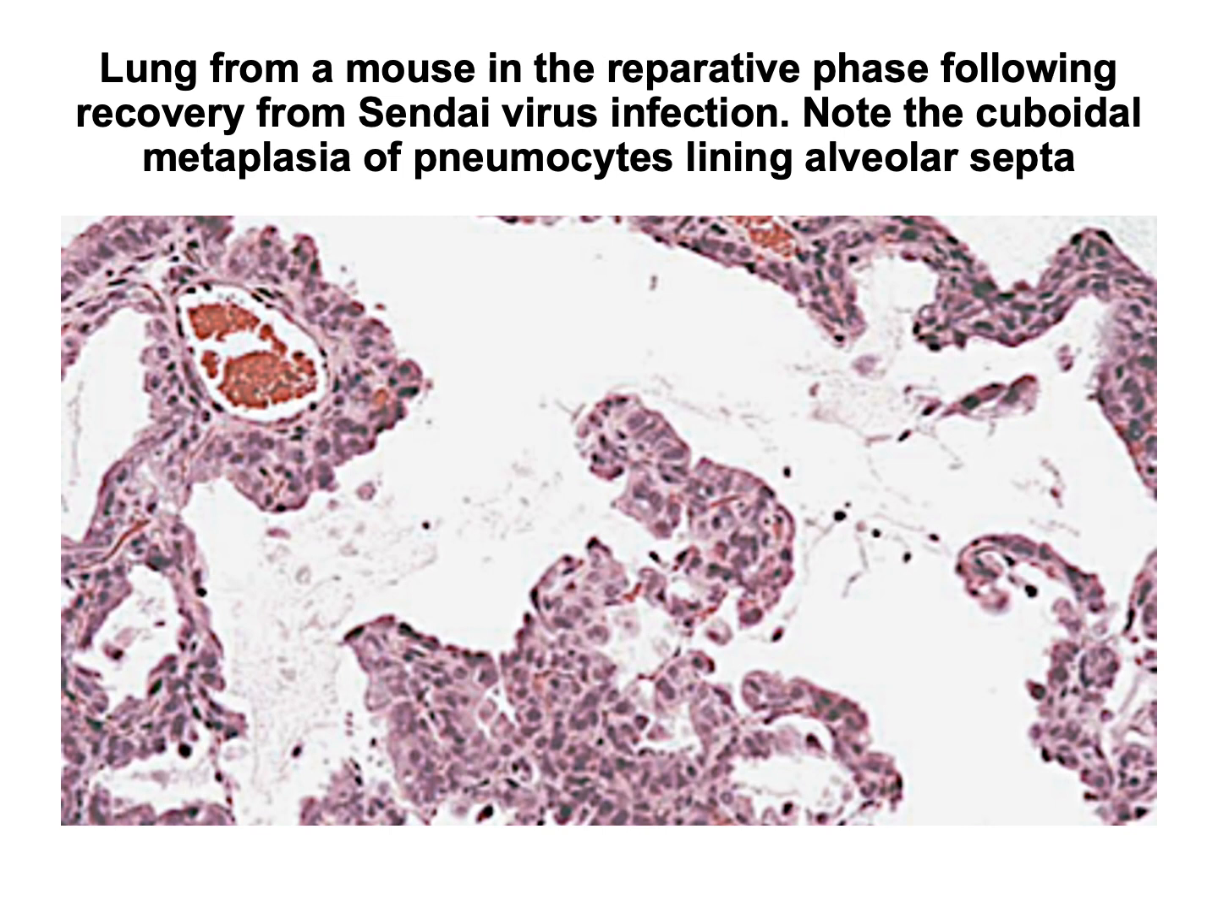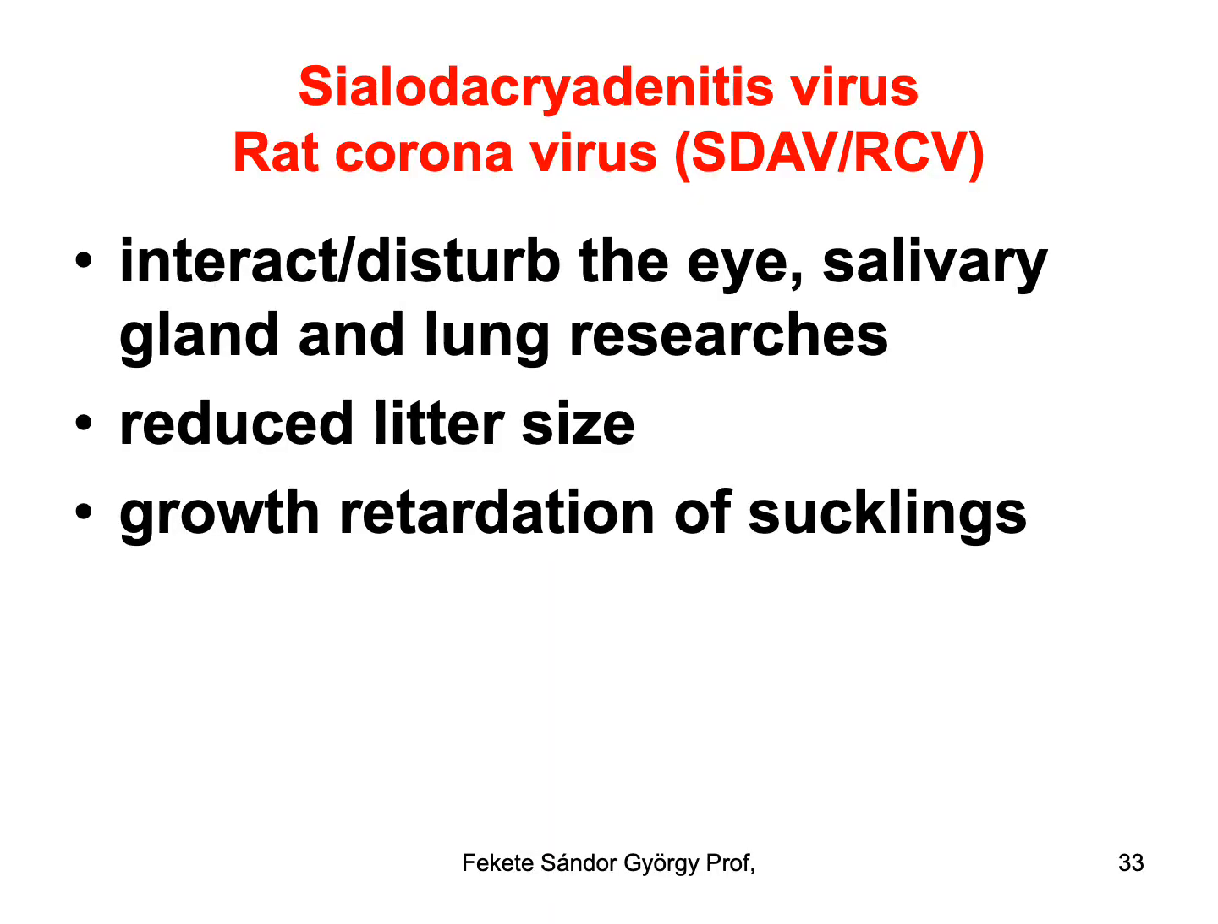The next viral disease is the disease caused by sialodacryoadenitis virus or rat coronavirus, SDAV or RCV. Related to the complications with the research, it can disturb the eye, salivary gland, and lung researches, reduce litter size, and a growth retardation of sucklings is typical.